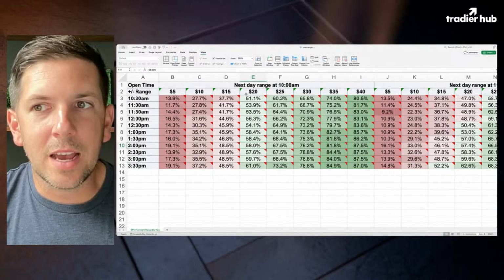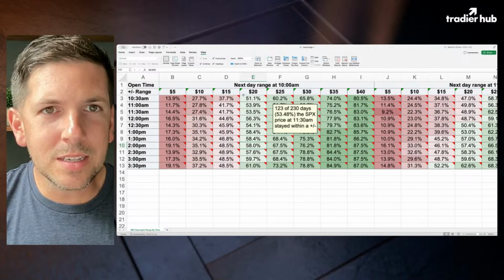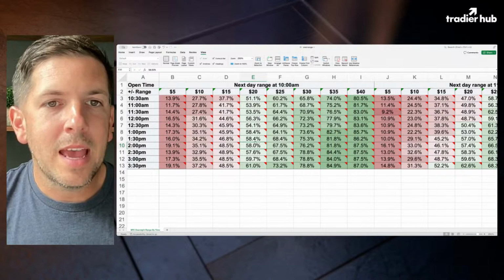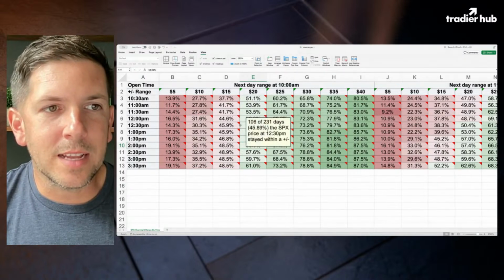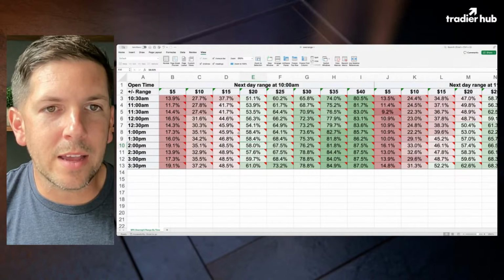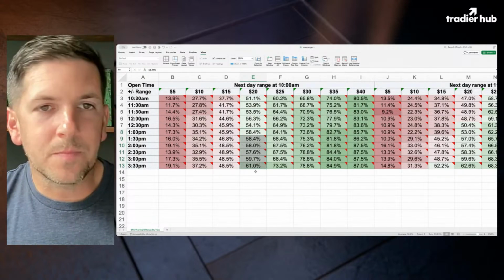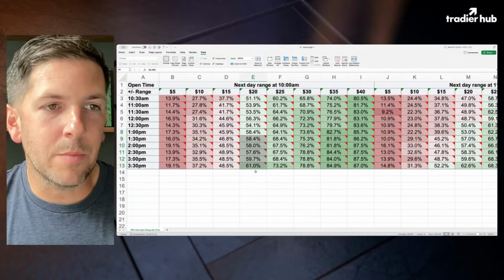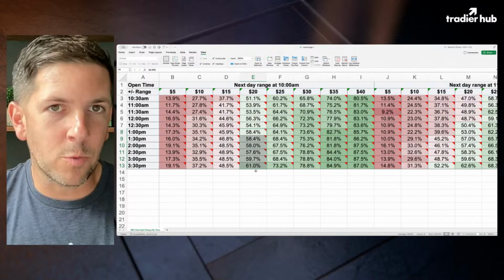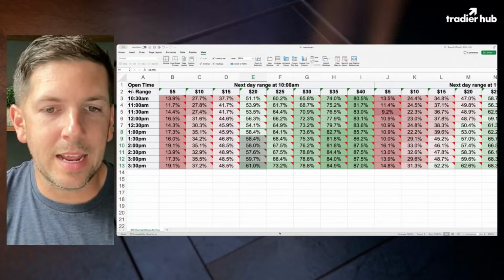This is the next trading day at 10 a.m. And again, this would be if you entered a position, let's call it, 12, 1 o'clock and after, you'd probably find yourself in a range where the market is, call it 58, 60% probability of landing within $20 the next morning at 10 a.m.